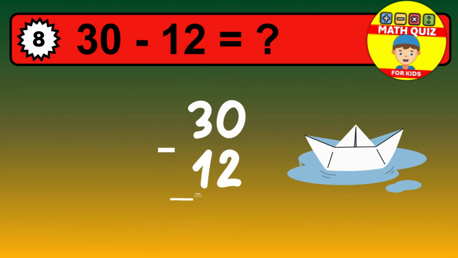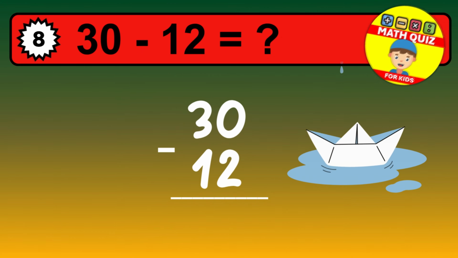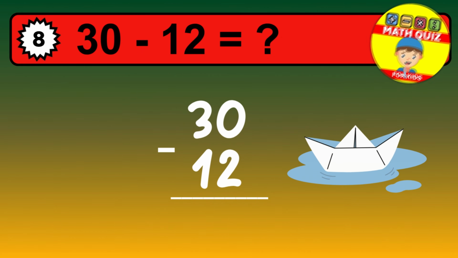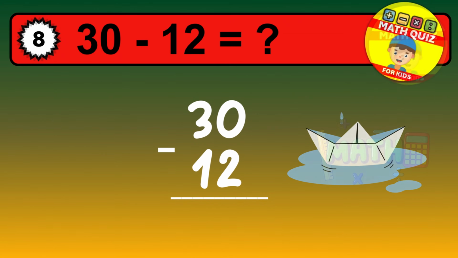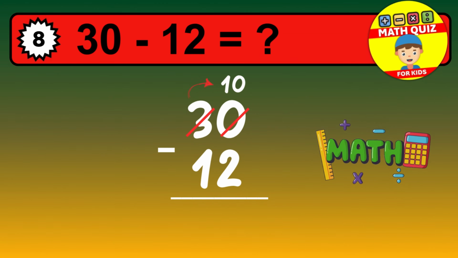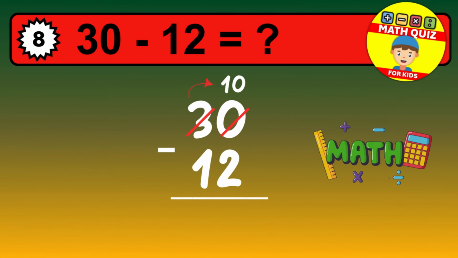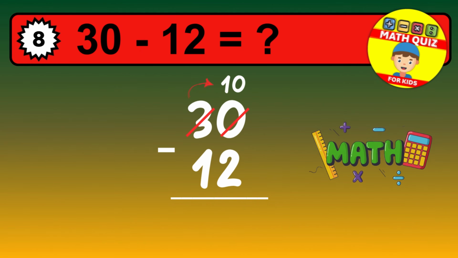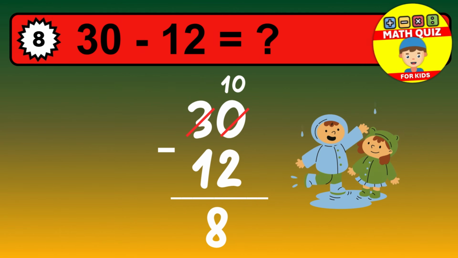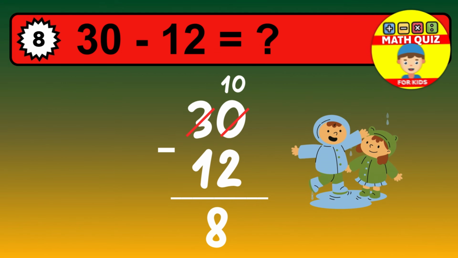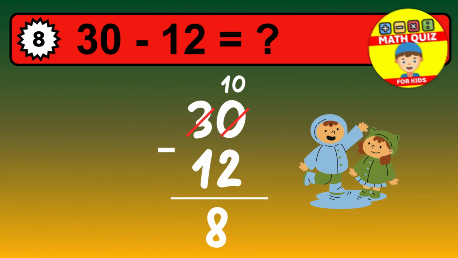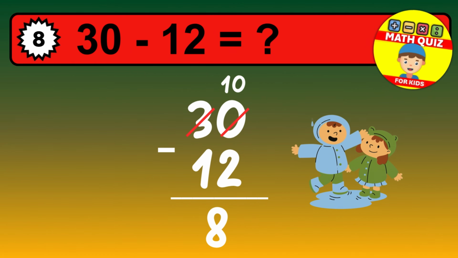Let's solve this step by step. We start with the units. 0 minus 2 is not possible, so we need to regroup. We take 1 ten from the tens column. Now we have 2 tens, and the units become 10. Now we subtract. 10 minus 2 is 8. Then we go to the tens. 2 minus 1 is 1. The final answer is 18.